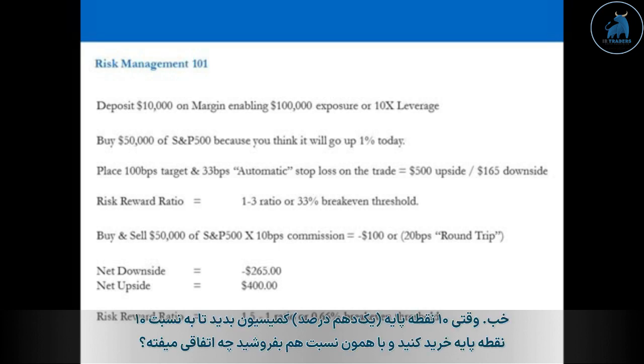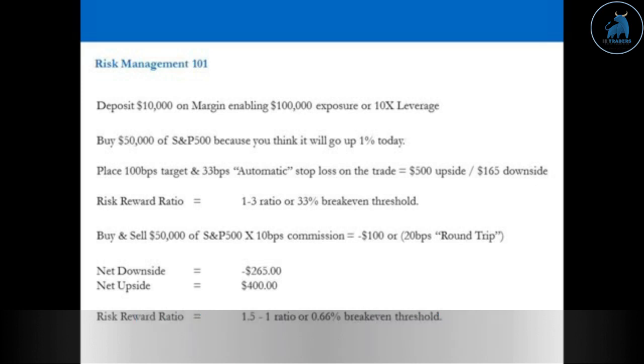So what happens if you pay a commission of 10 basis points to buy and 10 basis points to sell? It's called a round trip. You pay 10 to put the position on, and you pay 10 to take it off. What happens? Well, your upside to begin with, in gross terms, 1%, $500. Your downside, $165.